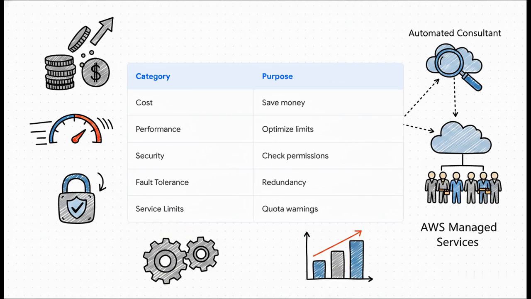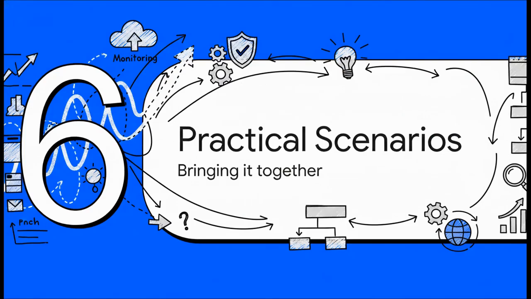And as a quick side note here, if your company realizes they just lack the in-house expertise to manage all of this, you can always use AWS Managed Services, where actual AWS experts will step in and completely operate your infrastructure for you. Section 6, Practical Scenarios in Action, Bringing it Together.